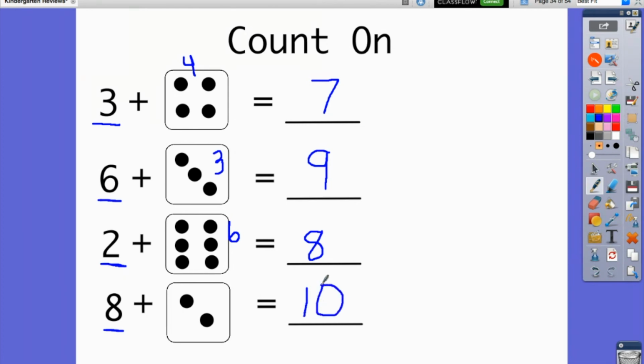That's right. We got the number 10. 8, 9, 10. 8 plus what gives me 10? 8 plus 2 gives me 10. Great job, friends. Again, doing this in our head and learning to do it and just memorizing and knowing what these number partners are is something we're going to continue to work on all year.